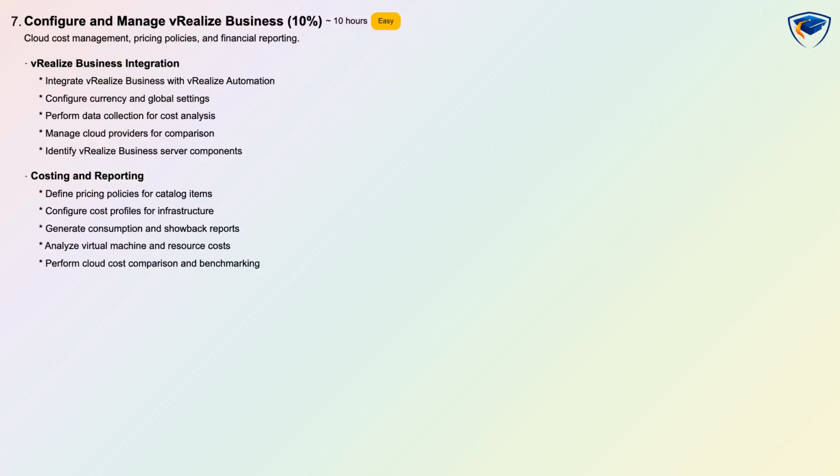Configure and manage vRealize Business is 10%, rated easy, and suggested at about 10 hours with conceptual and scenario-based assessment. You will learn to integrate vRealize Business with vRealize Automation, configure currency and global settings, perform data collection for cost analysis, and manage cloud providers for comparison.